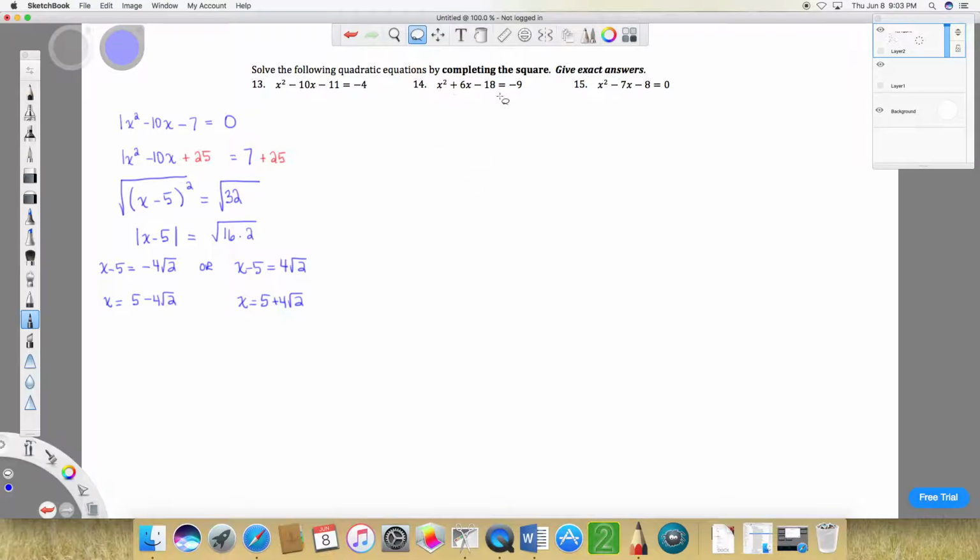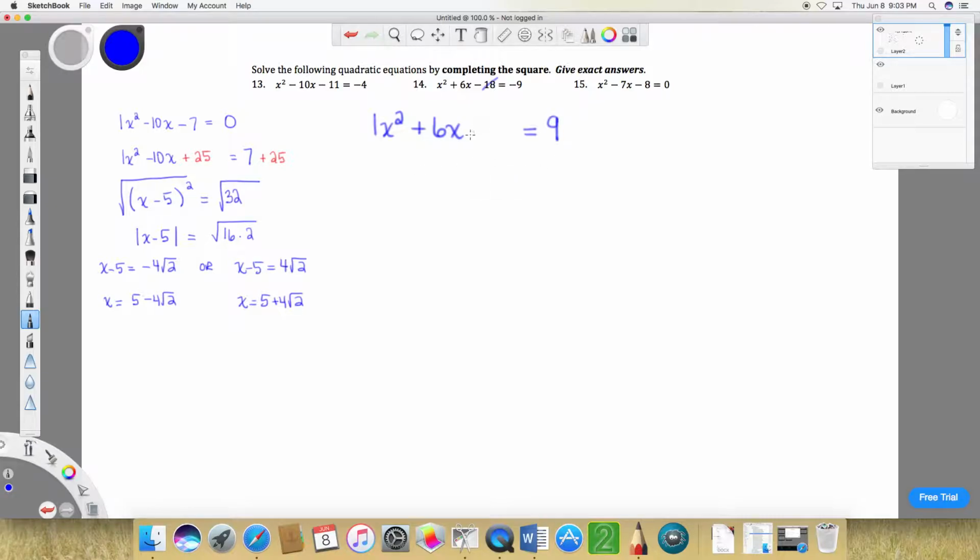All right, so let's take a look here at number 14. We have 1x squared plus 6x. And I know that if I take half of 6, that's 3, and 3 squared is 9, that negative 18 is not 9. So I'm going to add 18 to each side of this equation. And so that the negative 18 will cancel, and negative 9 plus 18 is a positive 9.